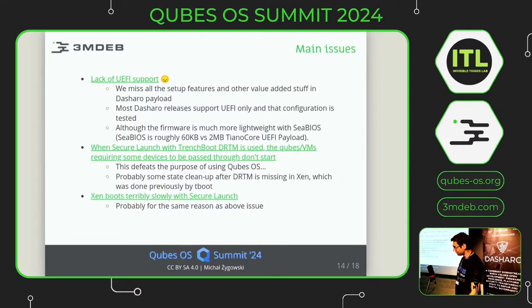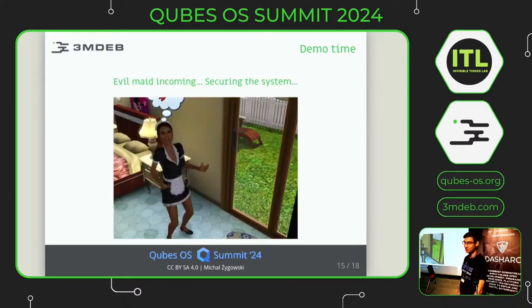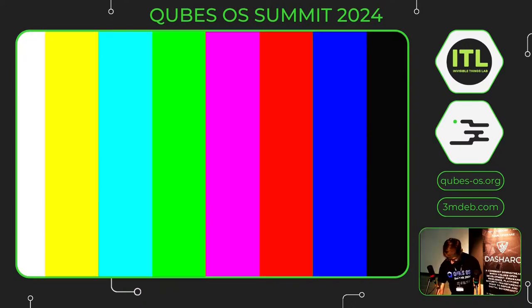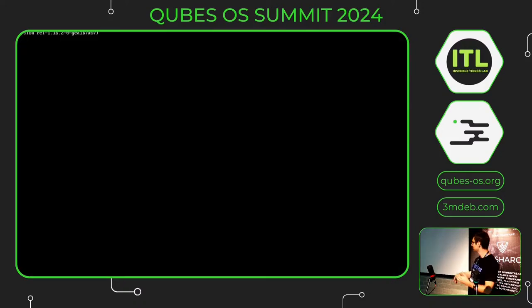Okay, just to show that I am not saying empty words, time for some demo. So imagine you are in a hotel room and some evil maid is coming. So it's time to secure your system. Okay, so I have another laptop here with me. It's a development and testing laptop, which you can judge by the wires sticking out here. First, I will maybe boot without the Anti Evil Maid, just to show you that the Qubes global config is showing that the system is DRTM capable.